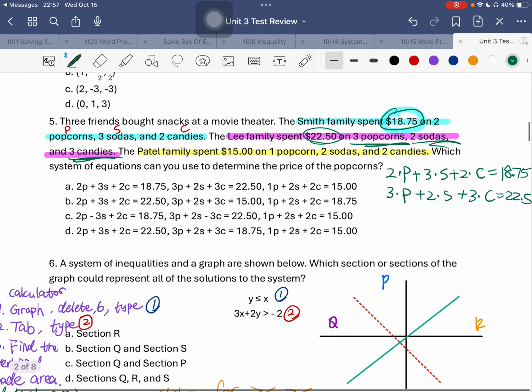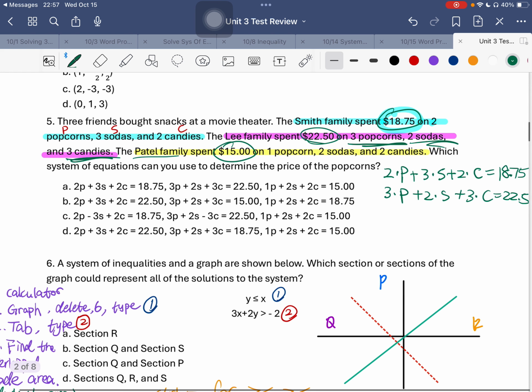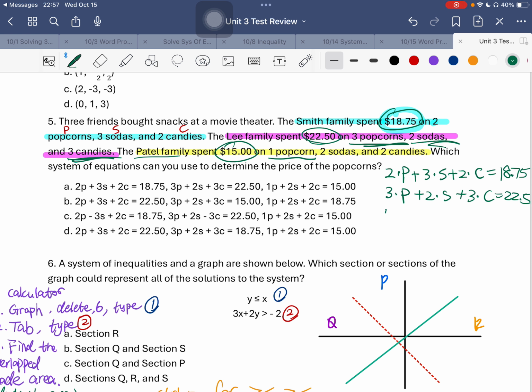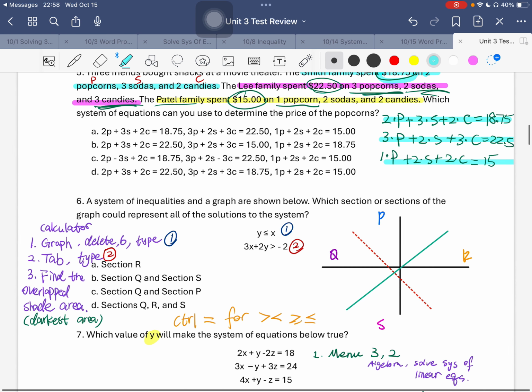Okay, Patel family total cost 15. And it's 1 popcorn, so 1 times P plus 2 times S plus 2 times candy equal to 15. And just find this answer in the answer choices to see which one matches.